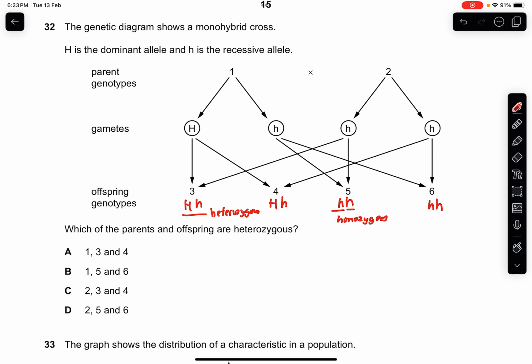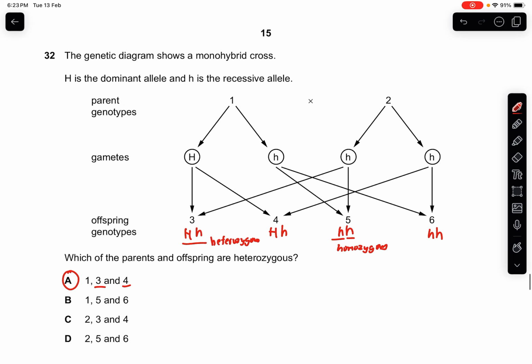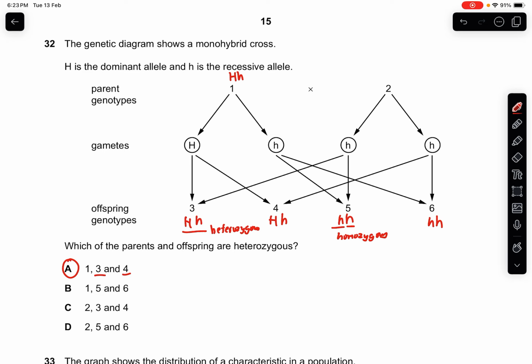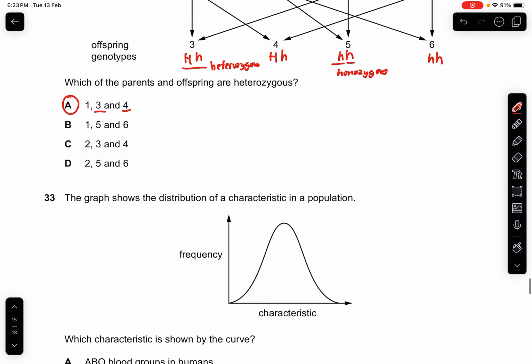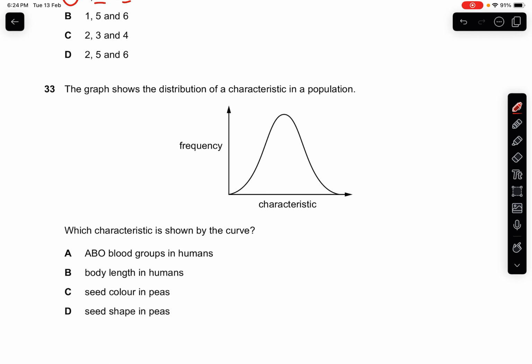So the answer for question 32 is A. So 1, 3, and 4, because that's pretty much the only answer. For 1, you kind of know it's definitely originating from one of these, so it should be a recessive allele also. Alright, the graph shows the distribution of characteristics in a population. Which characteristic is shown by this curve?